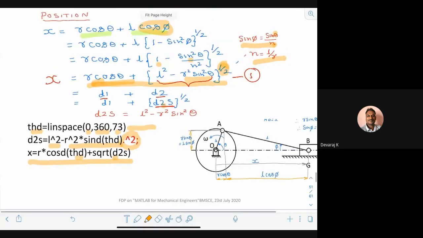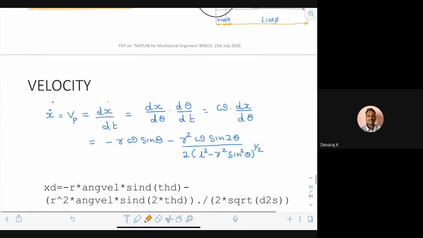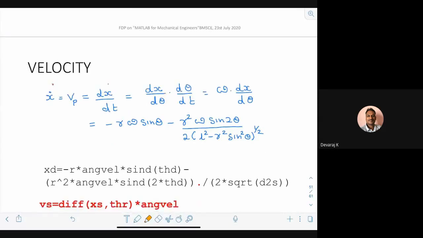Now, if I want to go for velocity, it's not very simple, in the sense that I'm not deriving the steps. Velocity is nothing but dx by dt. But my expression for x is in terms of theta. So use the chain rule for partial derivatives: dx by d theta into d theta.